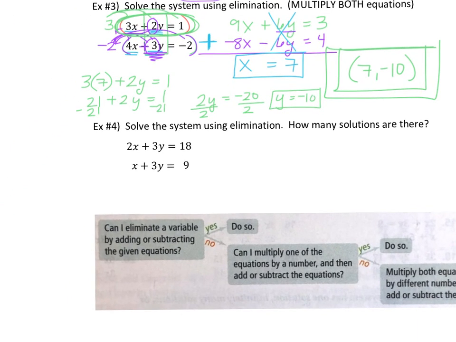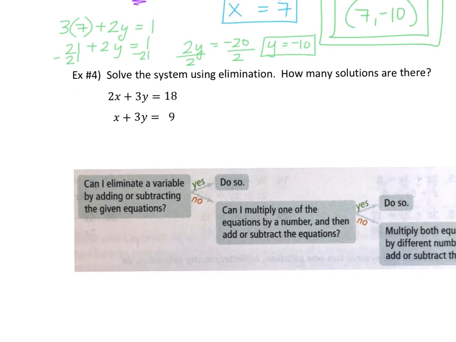All right, last one. This one's asking you how many solutions there are. This is written wrong. Change this, you guys. This is supposed to be a 6. I don't know why I made it a 3. This should be a 6 in the problem. Sorry.